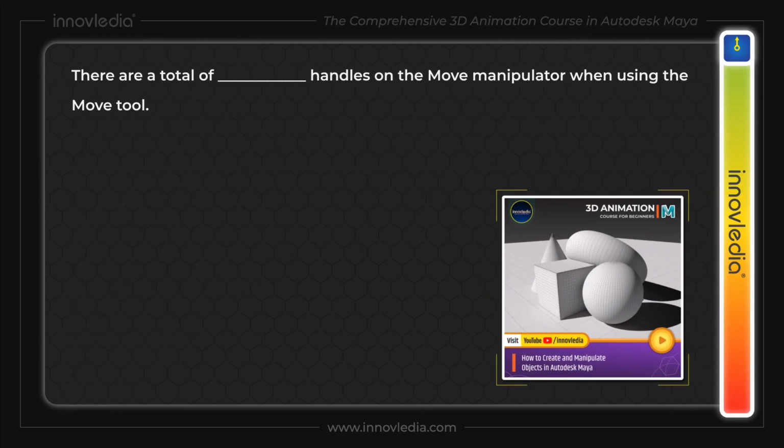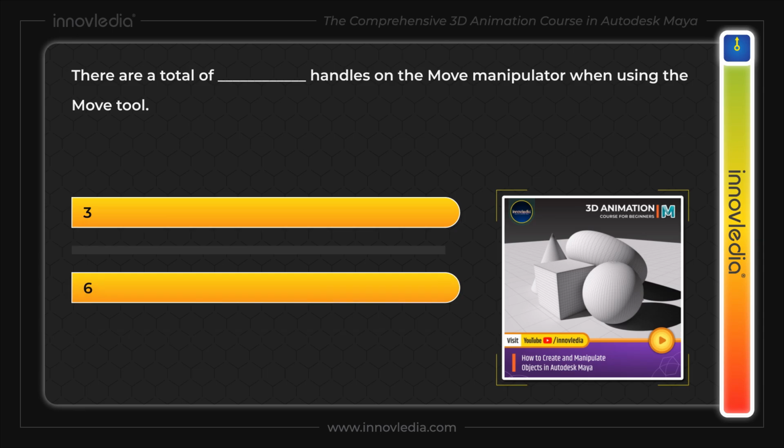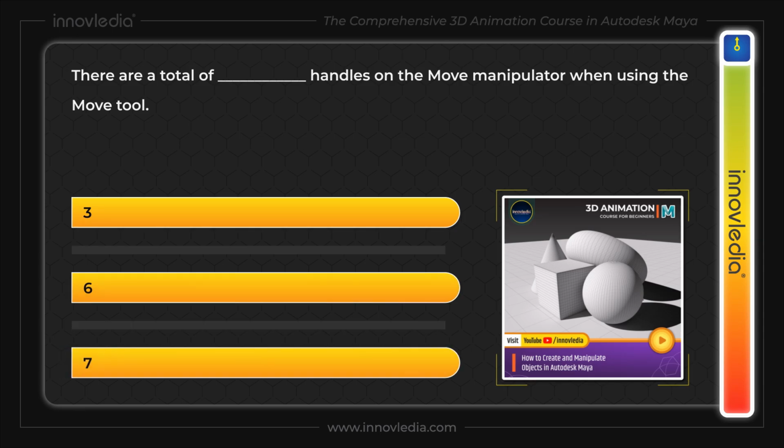There are a total of dash handles on the Move manipulator when using the Move tool. The options are 3, 6, 7. Your time starts now. And the correct answer is 7.